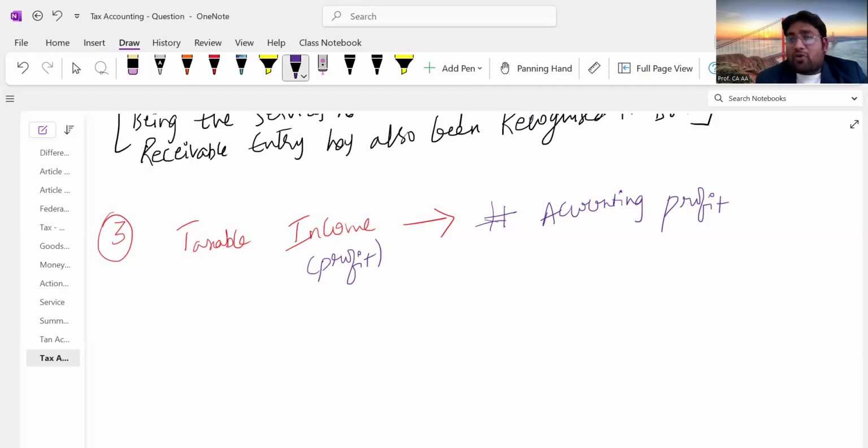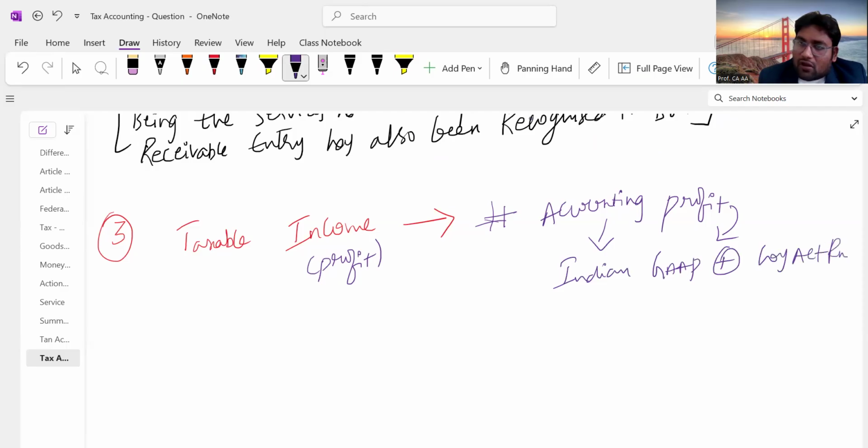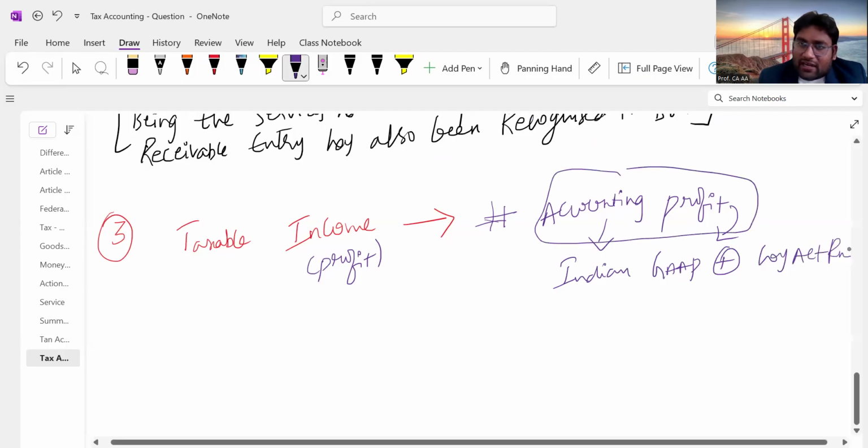So you will write the journal entries, prepare the profit and loss account, and prepare the balance sheet. You might have prepared all these things in your 11th class, 12th class, or BCom. That is called accounting profit. This accounting profit you get based on Indian GAAP plus Companies Act rules, accounting standards, all those things.